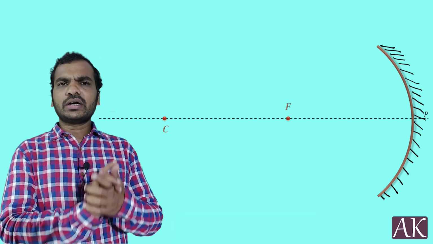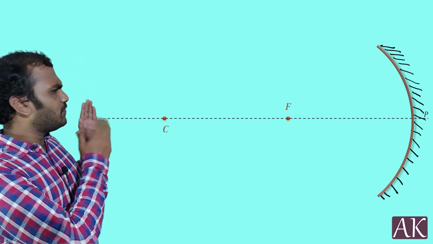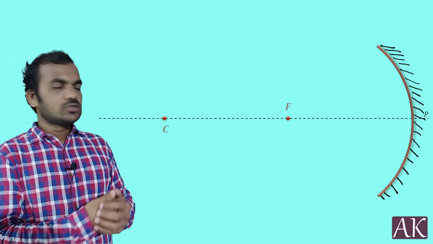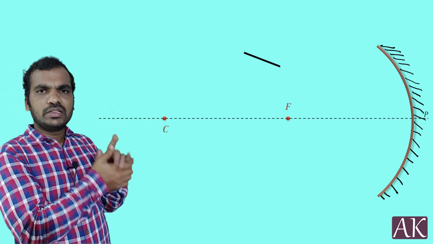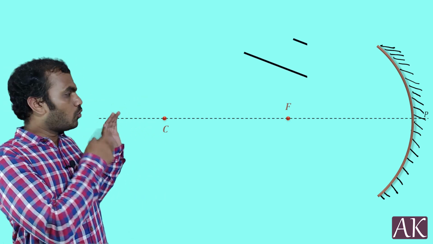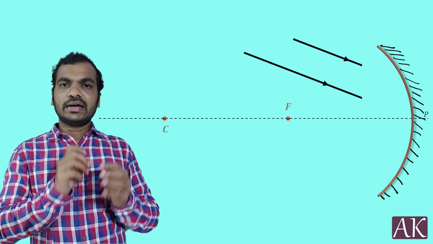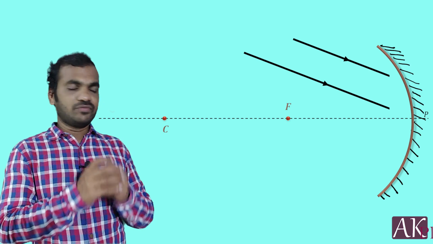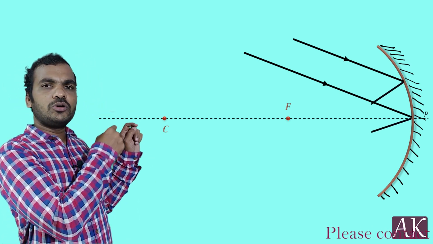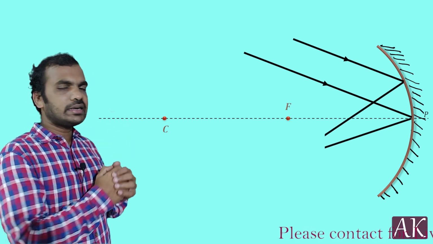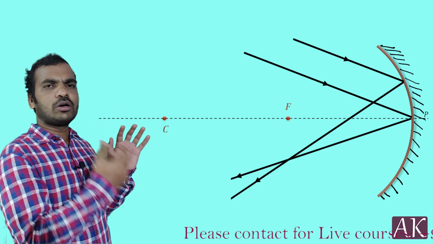Now we are going to consider the object which is at infinity. If the object is at infinity, infinity means a very long distance, right? So when the rays are coming from infinity, all will come parallel to each other. When the parallel rays are incident on the mirror, they are going to be focused at a point called the focus. If those rays are parallel to the principal axis, then they are going to intersect exactly at the principal focus, or else at any point on the focal plane.